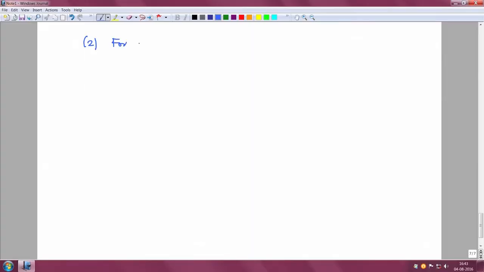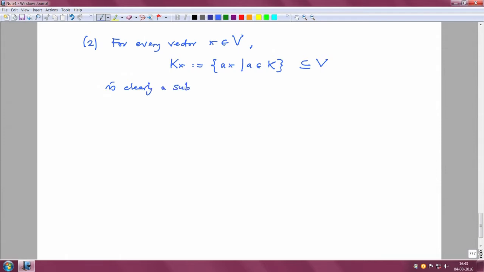So, let us continue with some more examples. Second example, for every vector x in a vector space V, the scalar multiples of this vector, k times x, this is all those Ax as A varies in the field K. This subset is clearly a subspace of V. One can see this easily by using the subspace criterion we have given.